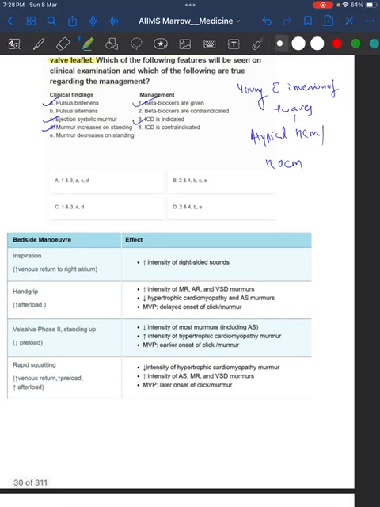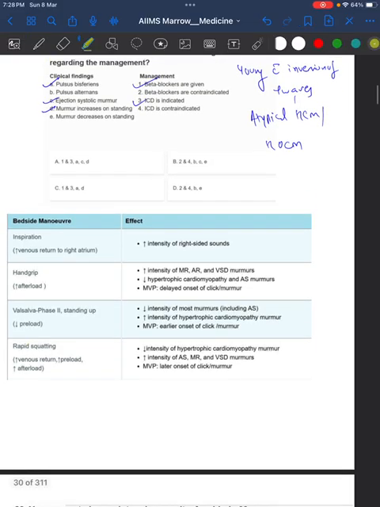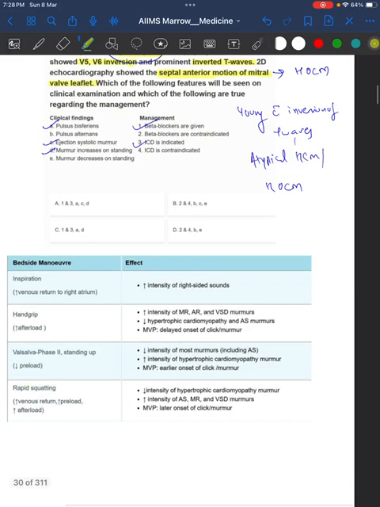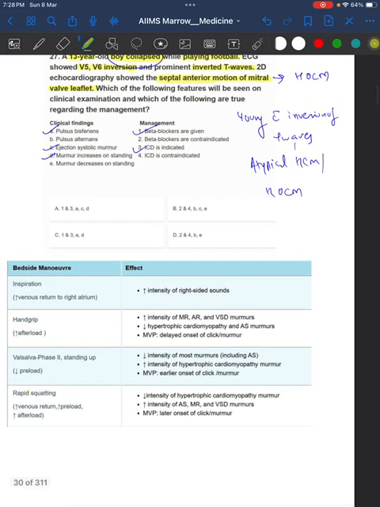About the murmur, the important point, this is a very difficult topic, is how the murmur varies with the different phases of respiration. So on inspiration, all the murmurs of the right side will be increased, because in inspiration there is increased blood flow to the right side. Similarly, on expiration there will be increased intensity of the murmurs of the left side. Left-sided murmurs will be increased.